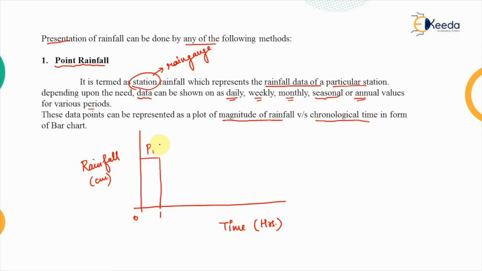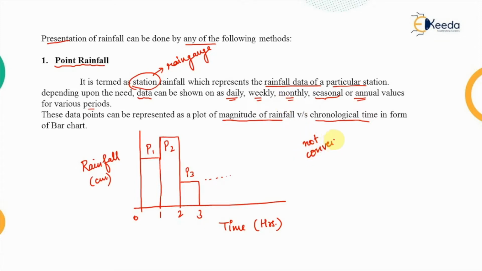Now in the next hour, let's say the rainfall has increased and the total magnitude that has fallen is, let's say, P2. Then after that it suddenly dropped, so that will be P3. In that way these bar charts are drawn. So these plots are convenient for obtaining the magnitude of the rainfall, but they are not convenient for something else, and that is what is important.